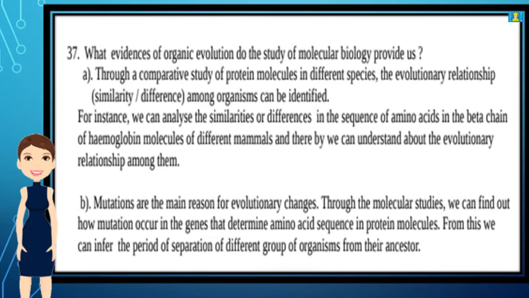For instance, we can analyze the similarities or differences in the sequence of amino acids in the beta chain of haemoglobin molecules of different mammals, and thereby we can understand the evolutionary relationship among them. Mutations are the main reason for evolutionary changes. Through molecular studies, we can find out how mutations occur in the genes that determine amino acid sequence in protein molecules. From this, we can infer the period of separation of different groups of organisms from their ancestor.